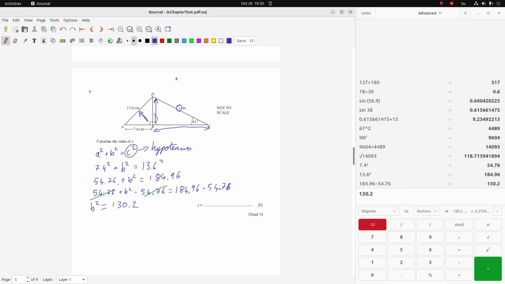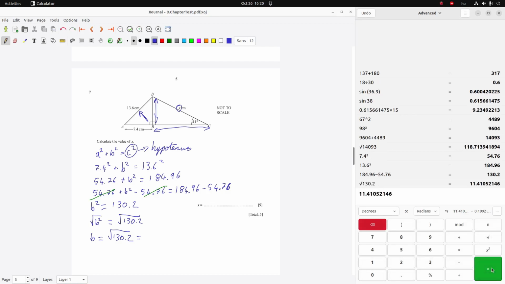If I do something to the left hand side, do I also have to do it to the right hand side? Yes. So square root of b squared equals square root of 130.2, which means b is equal to the square root of 130.2, which means it's equal to 11.4.